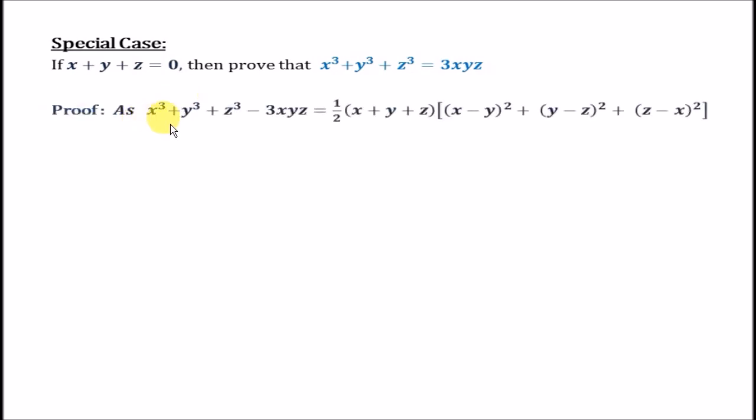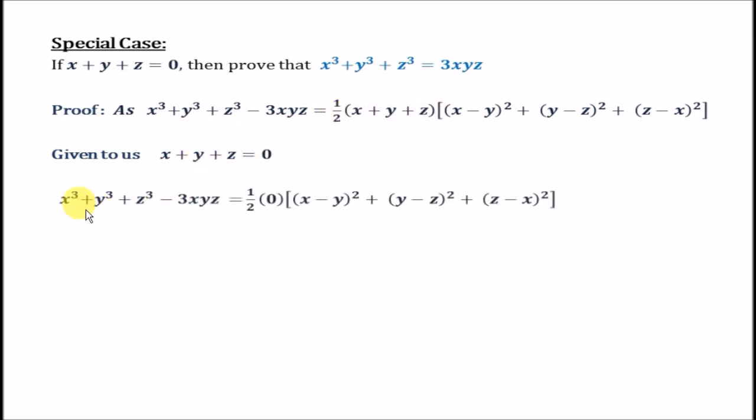As we know, x cube plus y cube plus z cube minus 3xyz equals half of x plus y plus z into x minus y whole square plus y minus z whole square plus z minus x whole square. We had established this fact just a while back. Now the special case given to us is x plus y plus z equals 0. That is, the sum of the 3 terms is equal to 0. Putting the value on the right hand side, we will have x cube plus y cube plus z cube minus 3xyz equals half into 0 into x minus y whole square plus y minus z whole square plus z minus x whole square.